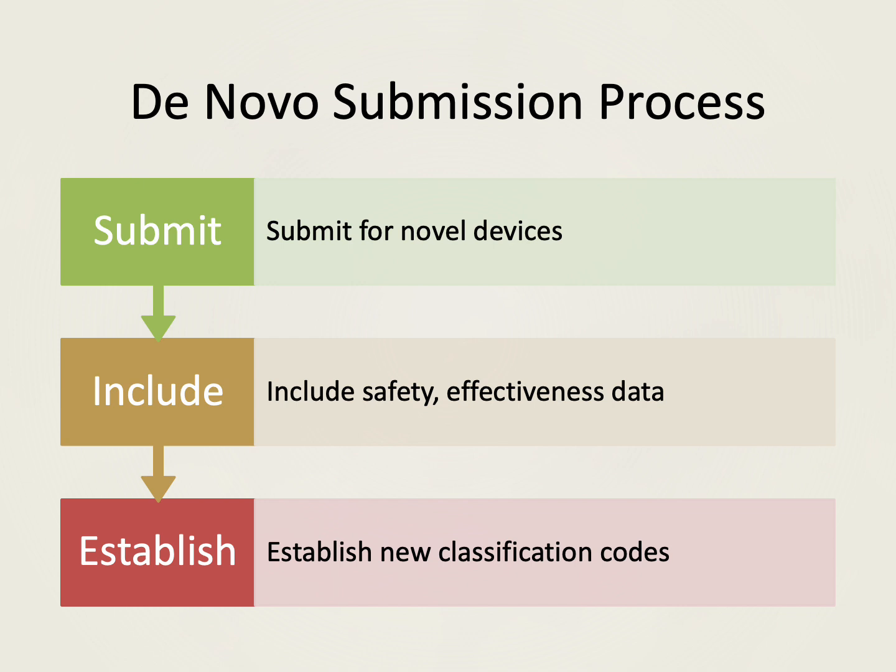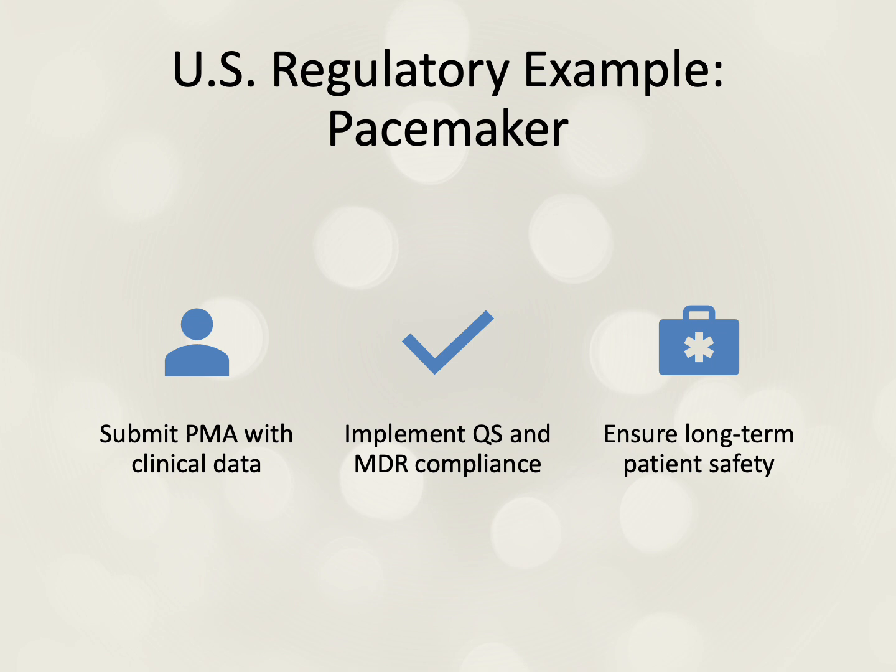De novo aligns with course objectives by enabling innovation for novel devices, fostering compliance. By navigating de novo, you'll support cutting-edge health solutions. This slide transitions to U.S. regulatory examples, where we'll explore specific cases. Following de novo, let's explore a U.S. regulatory example. A pacemaker, a Class III device, requires PMA with clinical trial data to demonstrate safety and effectiveness.